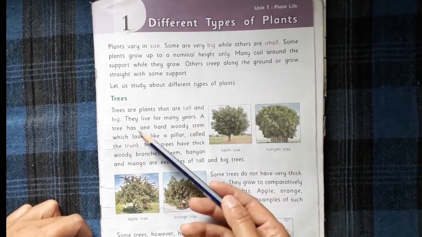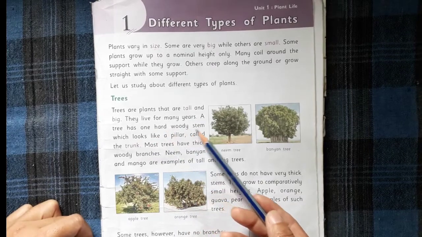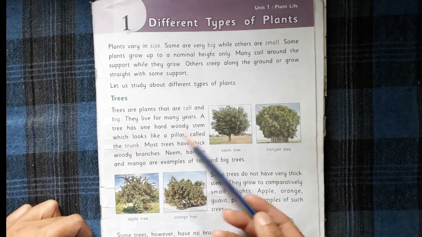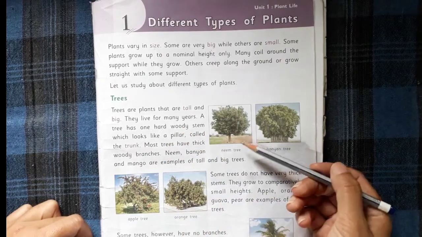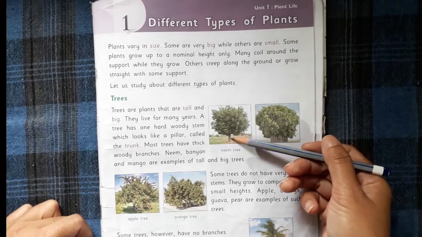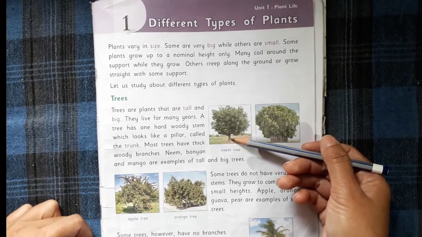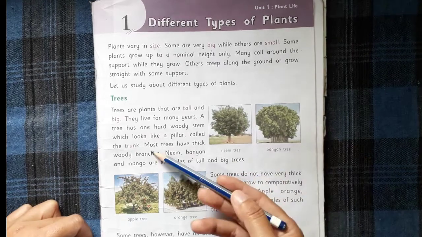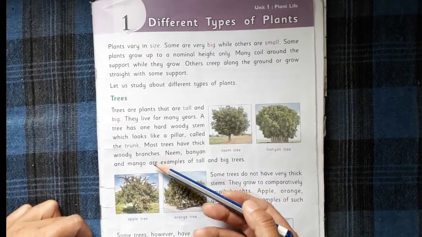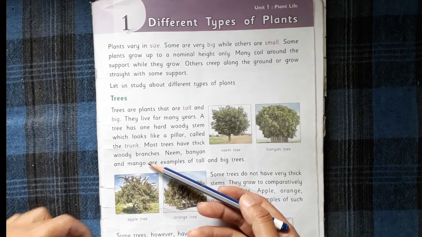A tree has one hard woody stem. Hard means strong. Okay, woody stem which looks like a pillar. You see, this looks like a pillar. You know what pillar is. This is called trunk. Okay, so most trees have thick woody branches.